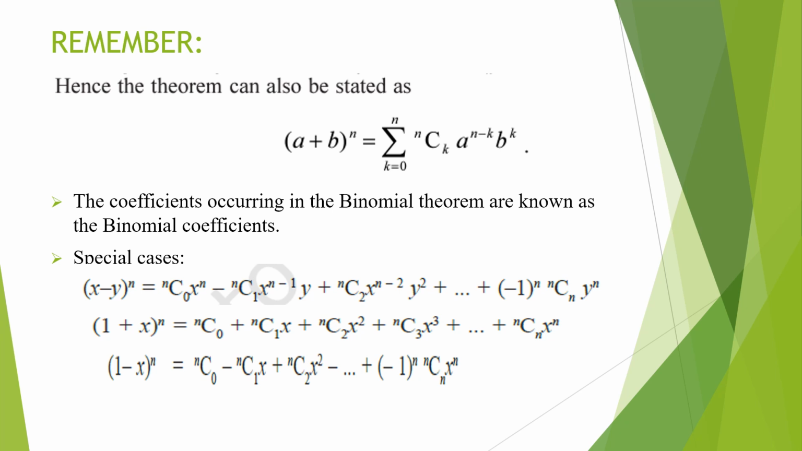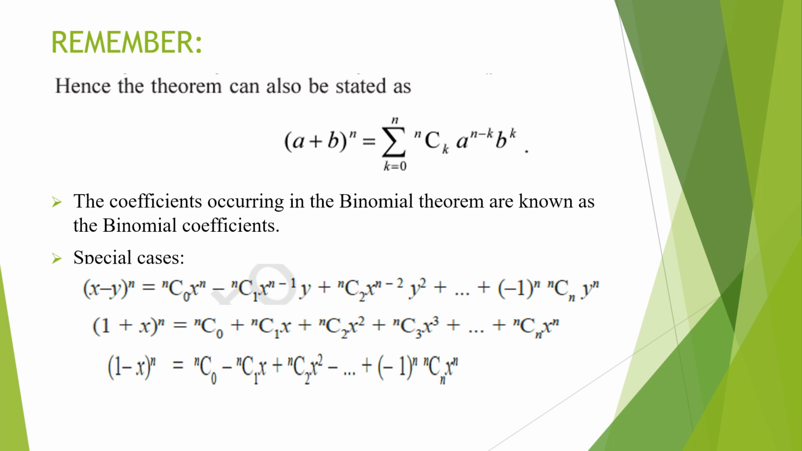The binomial theorem can be stated in short as (a+b) raised to n is equal to the summation, k running from 0 to n, nCk a raised to n minus k into b raised to k. The coefficients occurring in this expansion are known as the binomial coefficients. Now there are some special cases which are derived from this.